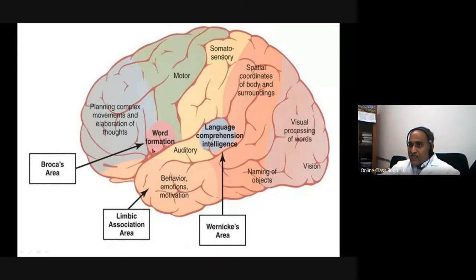And this one is the area in which we produce words. Whatever I am speaking, my speech is coming from the activity generated in this area. This is known as Broca's area, this one. This area produces the speech, and whatever I am making out.